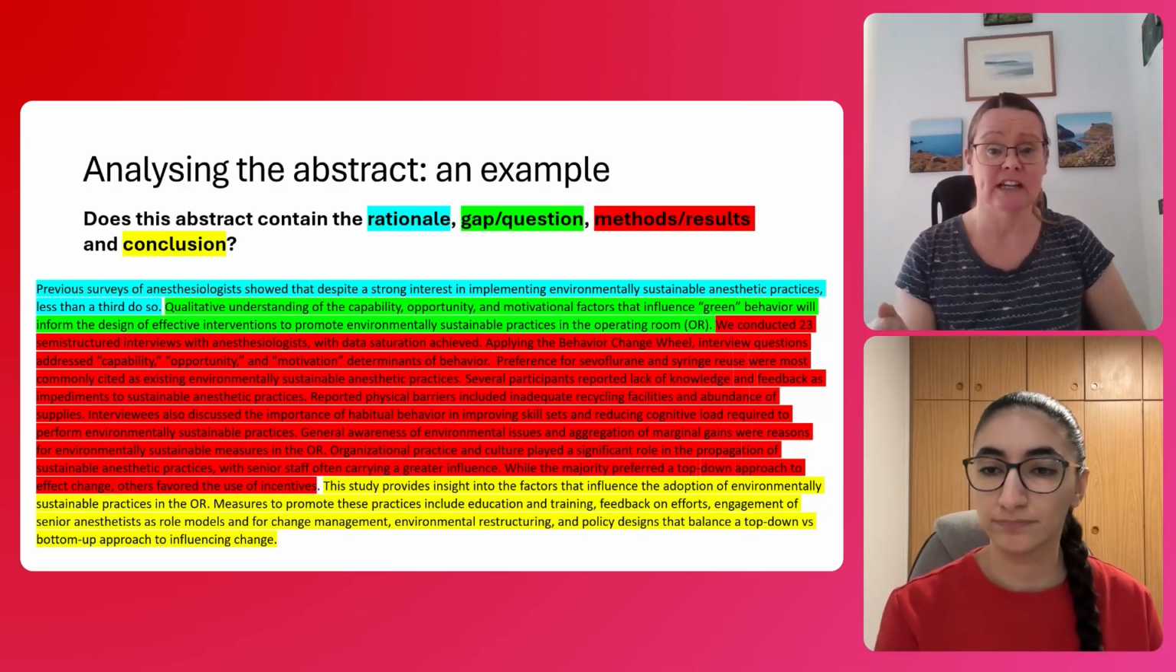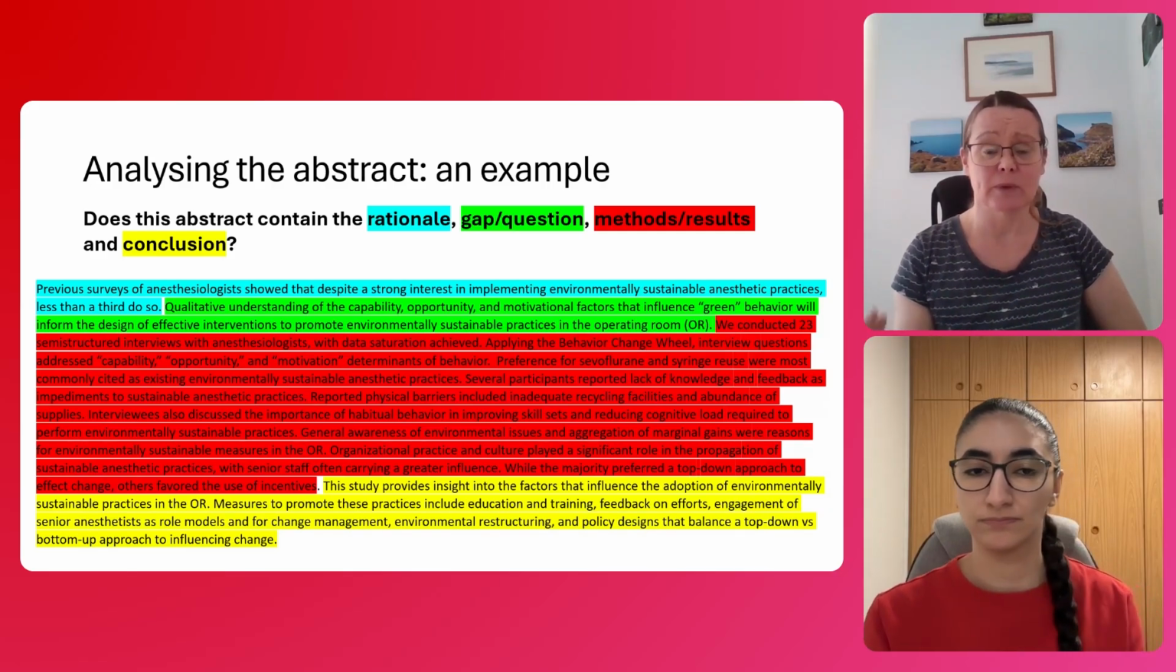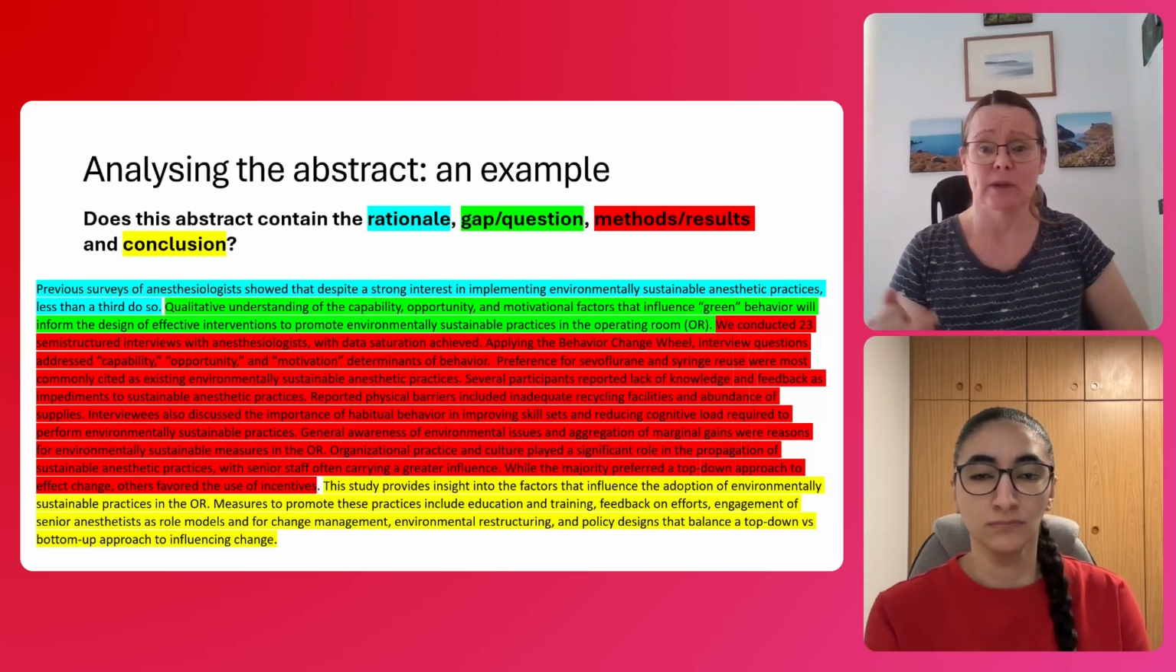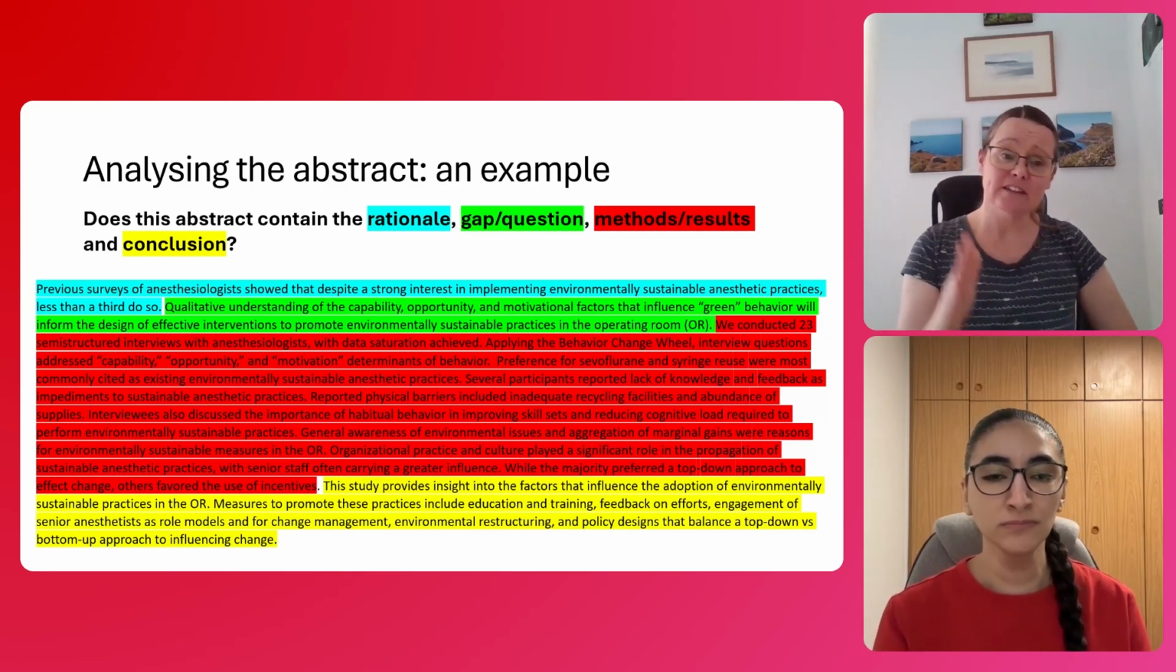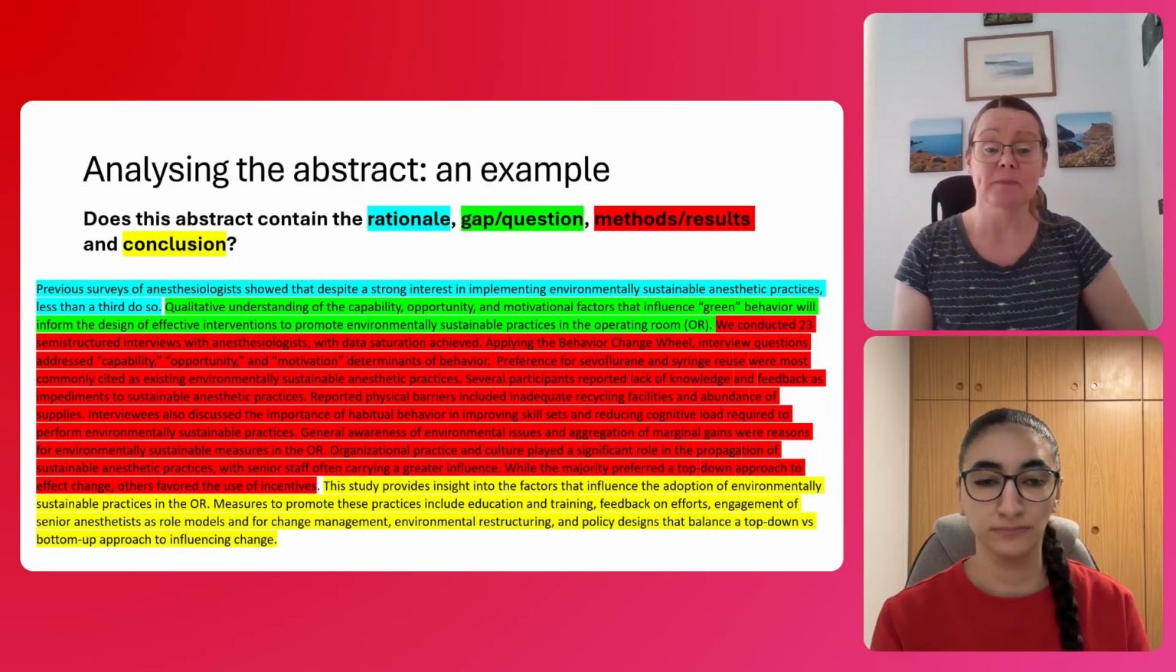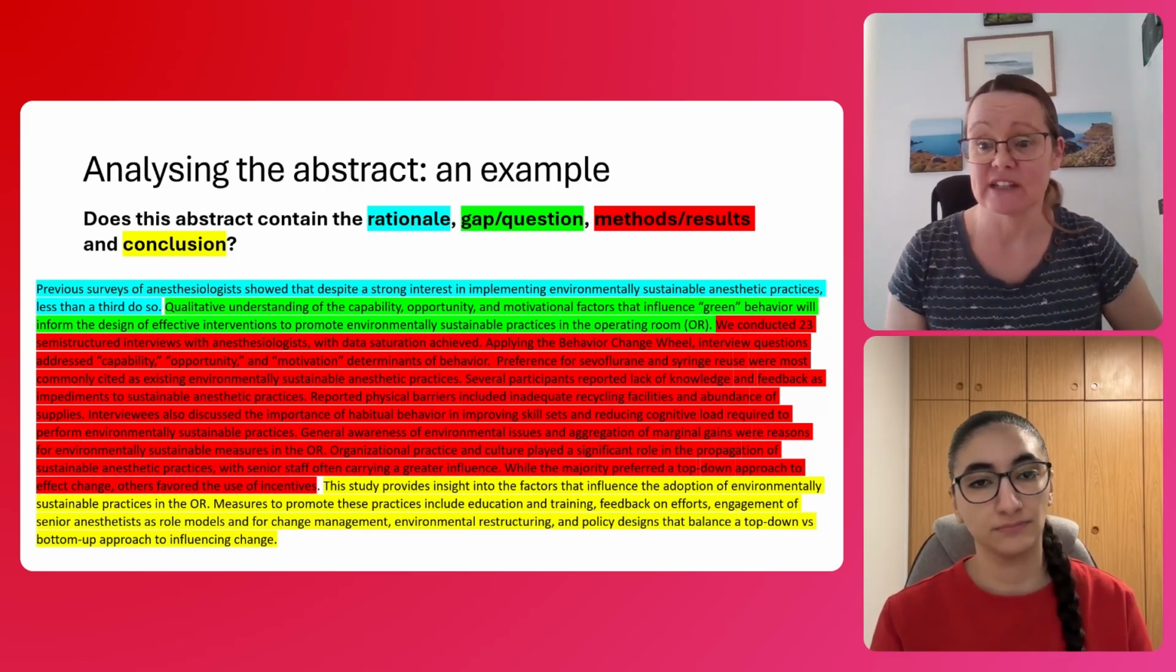We have rationale, we have the research gap, we have the research question, we have methods, we have results, and we have a conclusion. Okay, so that is a good way to check that your abstract is structurally sound.